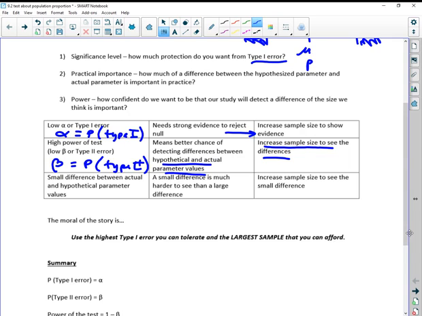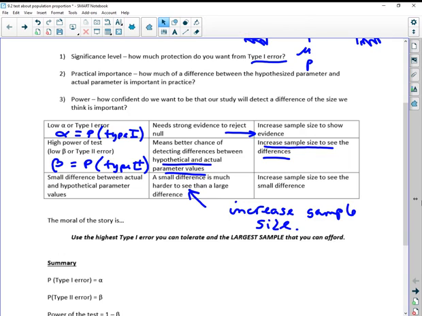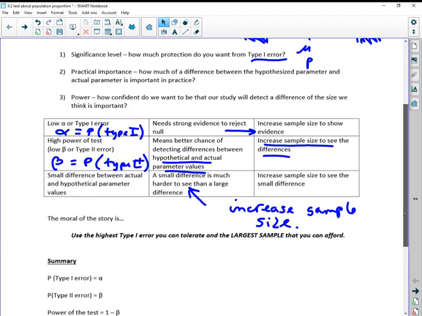And if you want to detect a small difference between the actual and hypothetical parameter values, these can be much harder to see, like if there really is a small difference between what you're getting and what the real value is. Increasing the sample size can help you see those small differences. So clearly, increasing sample size is a great way to improve your studies. The moral of the story is use your highest type 1 error that you can tolerate and the largest sample size that you can afford.